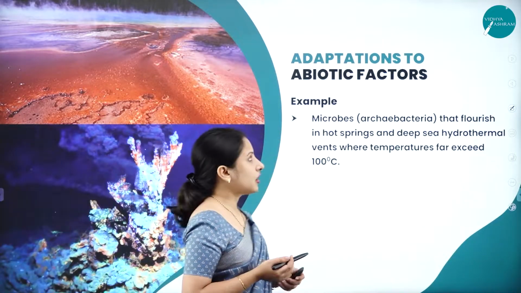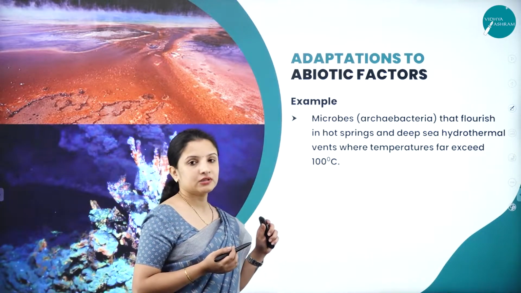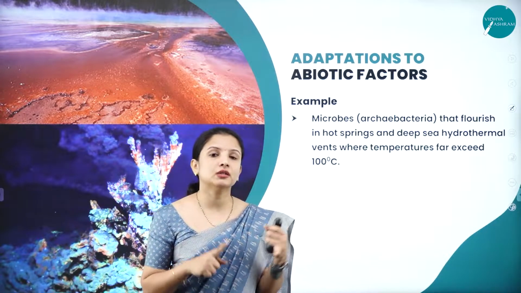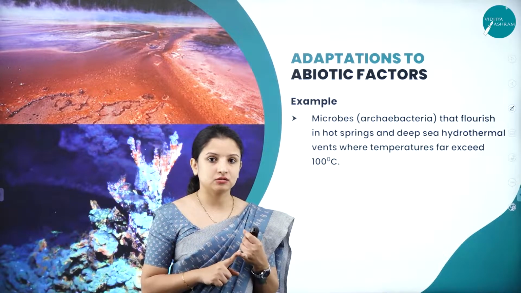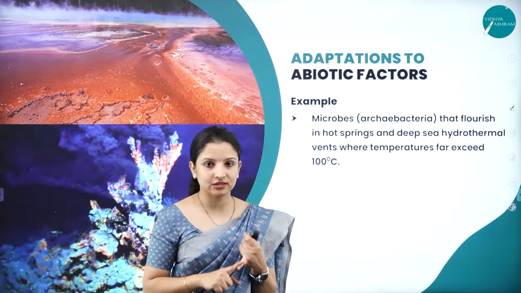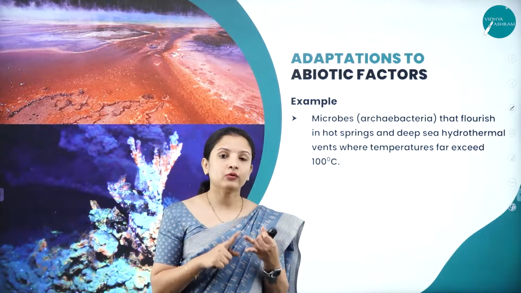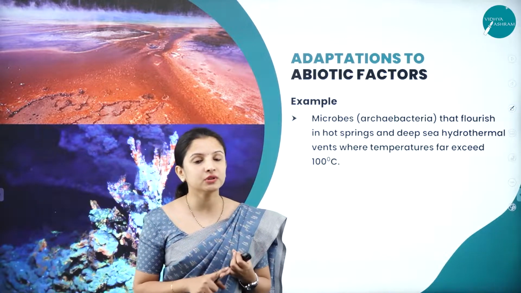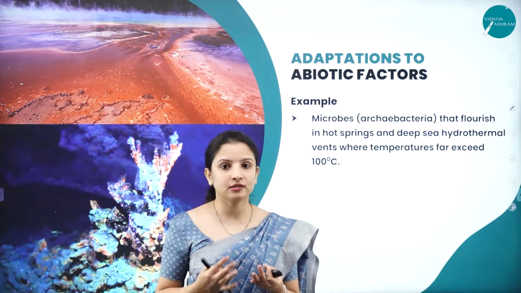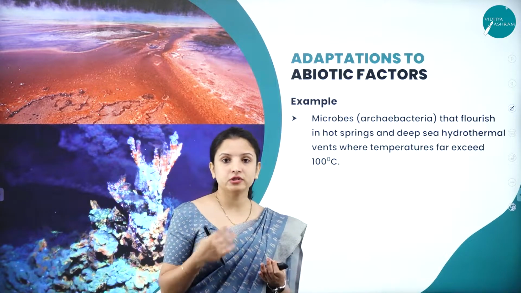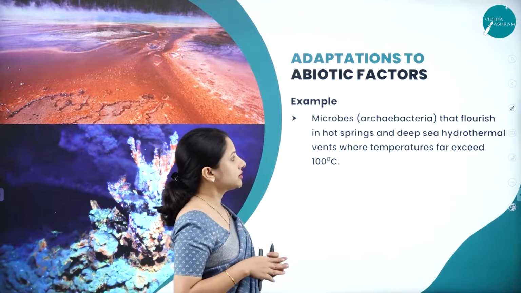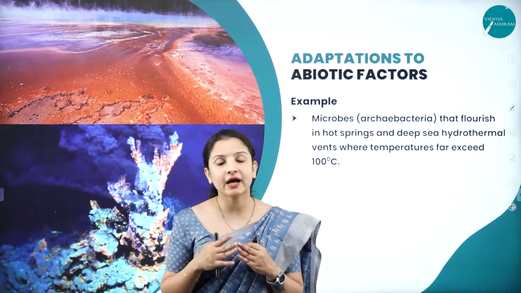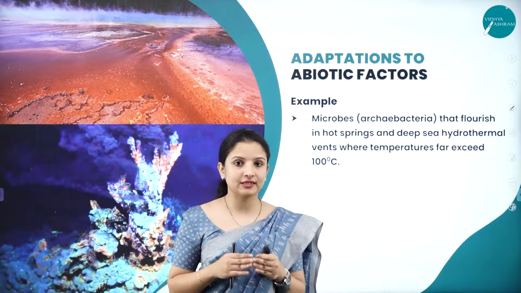Next, talking about other examples, previously we understood the temperature in the deserts and how animals adapt themselves to desert conditions. Then we also learned how animals adapt to polar conditions, and how humans adapt to higher altitude conditions when the availability of oxygen is less. Now we shall see how some organisms adapt themselves to very high temperatures, more than 100 degrees centigrade.